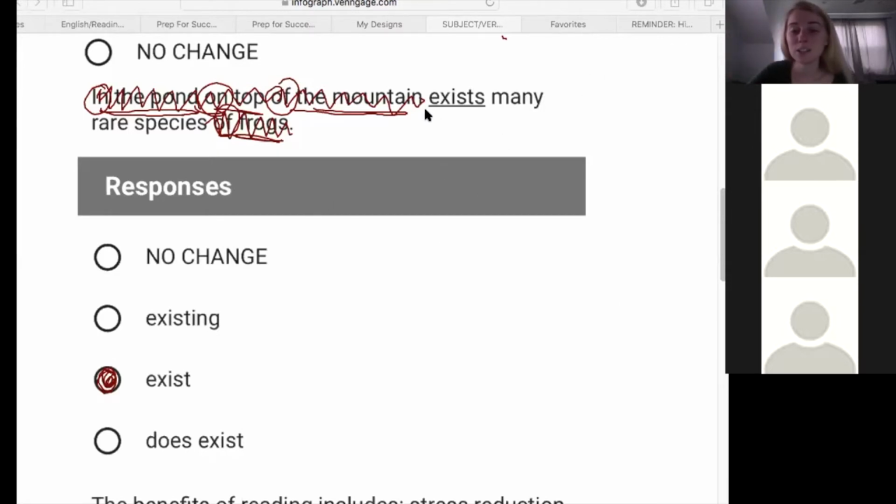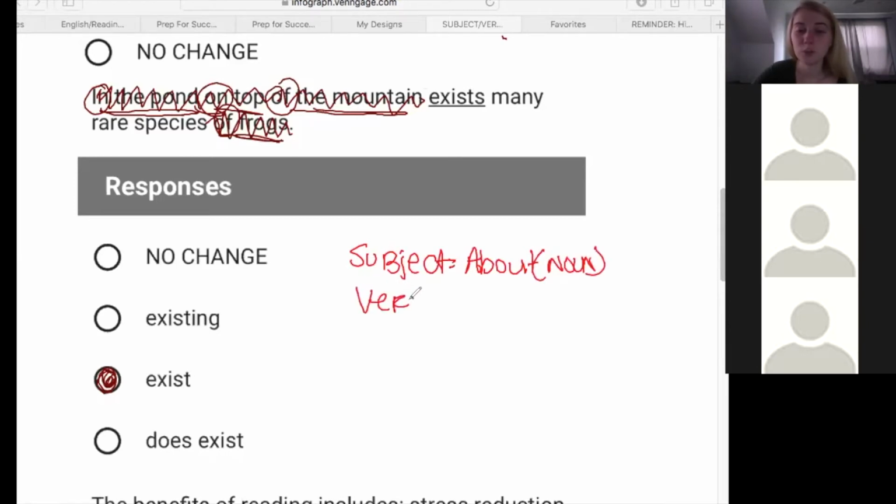Also, the word exists, remember, that is my verb. We have two different things. Our subject is what the sentence is about, and that's going to be a noun. And then you have your verb, and that's going to be the action. So the action is existing. So this here is my verb, and then the many rare species, whatever you want to call it, even just species, that is going to be my subject. So now basing off of that subject-verb agreement, my many rare species, is that singular or plural?